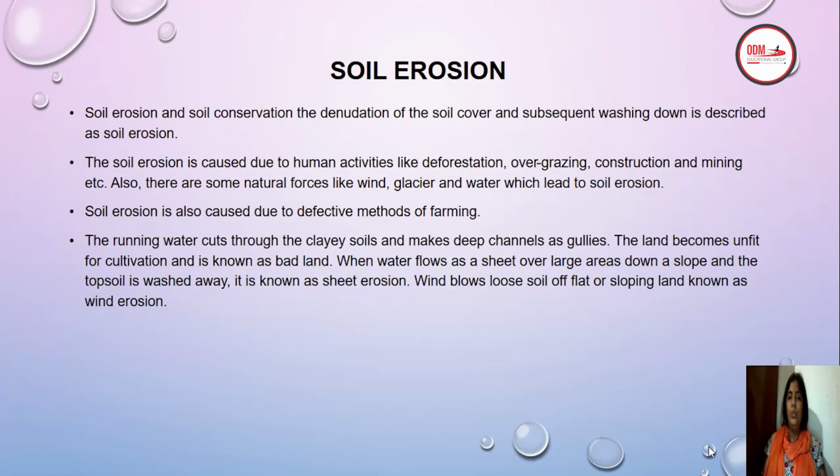The running water cuts through the clay soil and makes deep channels as gullies, and that is known as gully erosion. The land becomes unfit for cultivation, and then it is known as bad land topography. When water flows as a sheet over large areas down a slope and the topsoil is washed away totally, it is known as sheet erosion. Wind blowing loose soil off flat or sloping land is known as wind erosion. So these are the various types of erosion that take place on the soil: gully erosion, sheet erosion, and wind erosion.